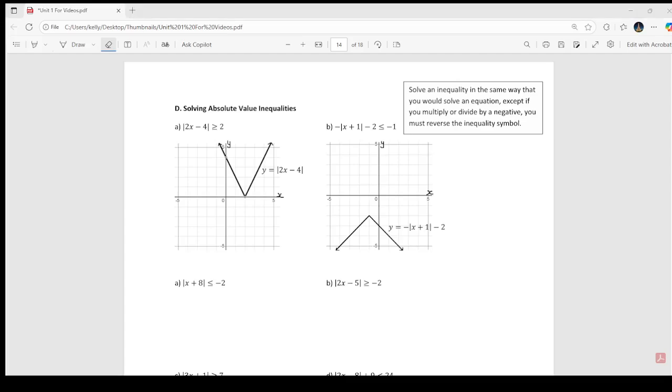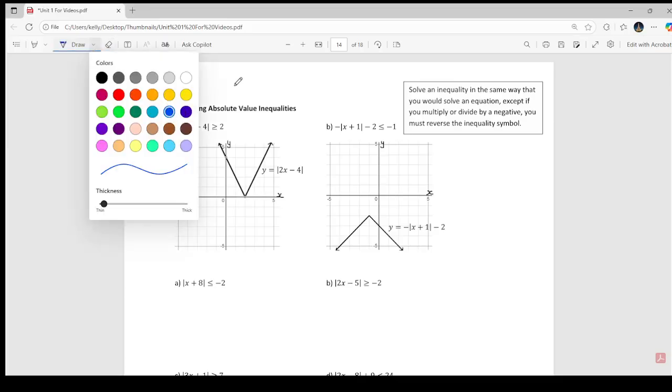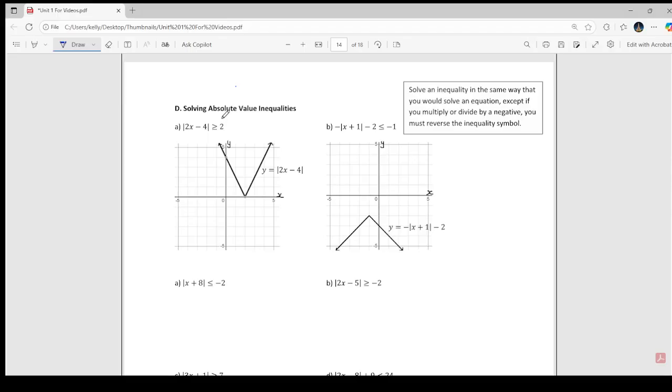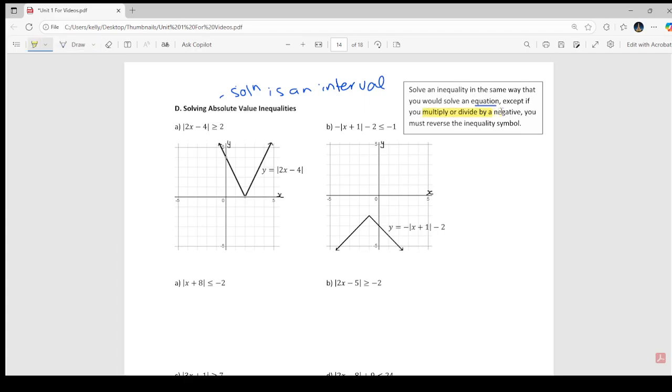In this video, we are going to solve absolute value inequalities. So from part B, you remember that our simple inequalities, like the absolute value of x is greater than or less than something, gave us a solution set that was an interval. Also, sometimes the solution did not exist. To solve an inequality, you work the same way as with equations, except if you multiply or divide by a negative, you must reverse the inequality symbol.